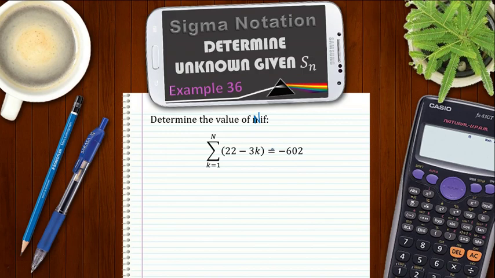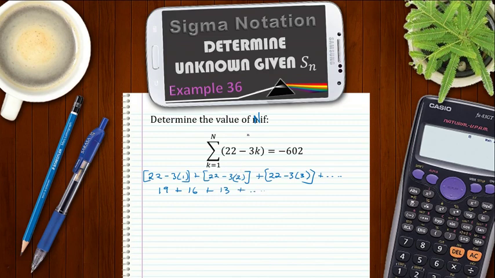Alright, so what we're going to do here is, first of all, as usual, let's get the first three terms. So we have 22 minus 3 times 1 plus 22 minus 3 times 2 plus 22 minus 3 times 3. Okay, so 22 minus 3 is 19. And then we have 22 minus 6 is 16, and 22 minus 9 is 13.